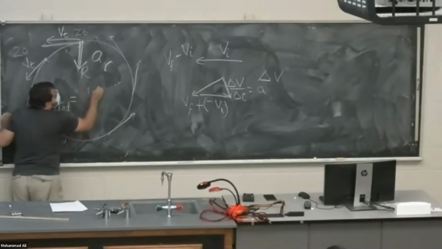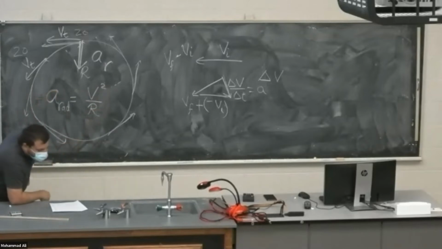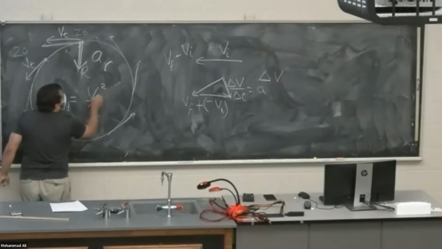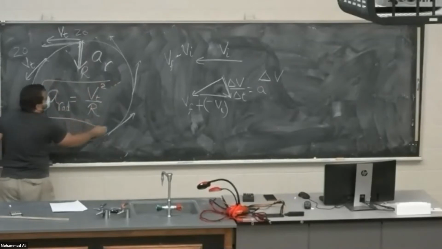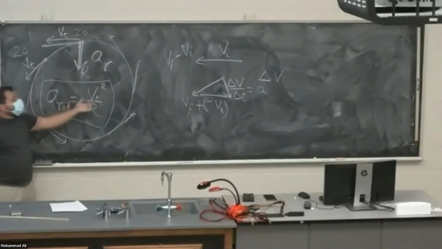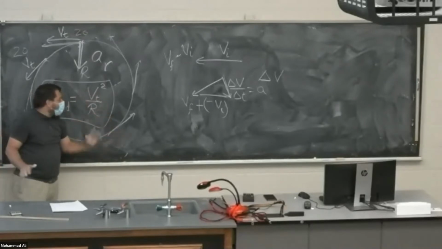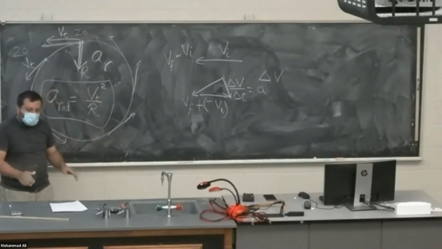It is equal to V squared over R. Maybe R capital or R small. V is the tangential velocity. Tangential. It's simple. A is V squared over R. That's it. This V is not the velocity, it is the speed. It is constant. R is constant. The acceleration will be constant in this case.